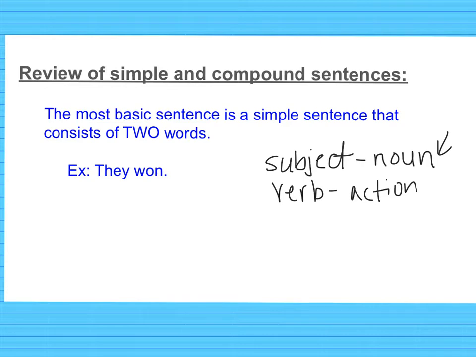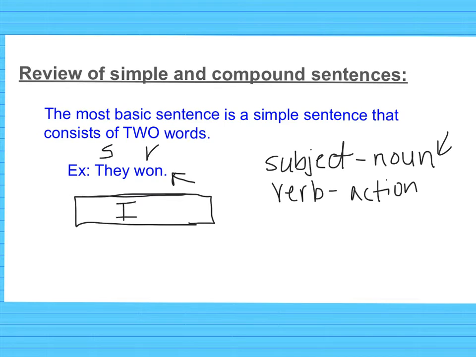So if we look at the example to the left, they won. The noun or the subject in this sentence is they. What did they do or what are they doing? They won. That is a verb showing some kind of action. Because the sentence has a subject and a verb, we can place that period at the end of it right there, and this is considered an independent clause. Remember, that's the academic term for a complete sentence, which means that the sentence forms a complete thought.